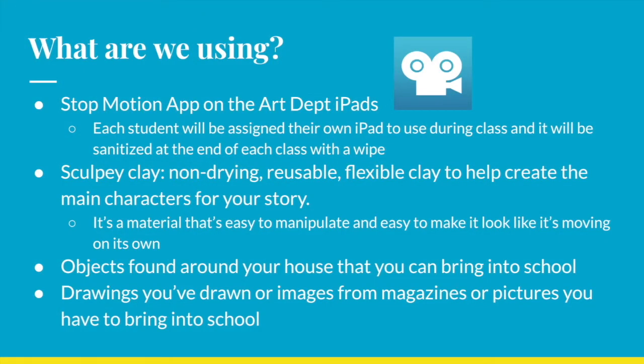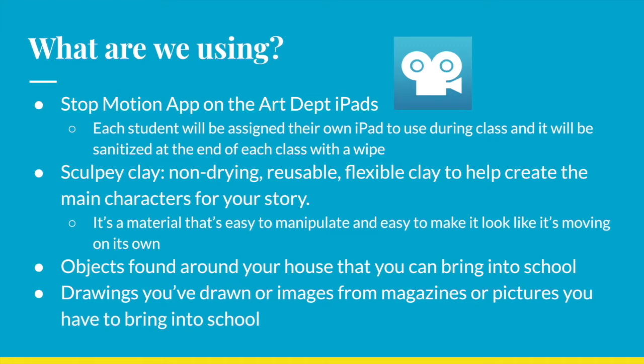So what are we using? We're using the stop motion app on the art department iPads that we have in the classroom. Each student will be assigned their own iPad to be used during class, and it will be sanitized at the end of each class. You'll also be using Sculpey clay, which is non-drying, it's reusable, and it's flexible, and it's going to help you create the main characters of your story. As you saw in the examples previous, it's a material that is easy to manipulate, and it's easy to make an object look like it's moving on its own because it moves easily.